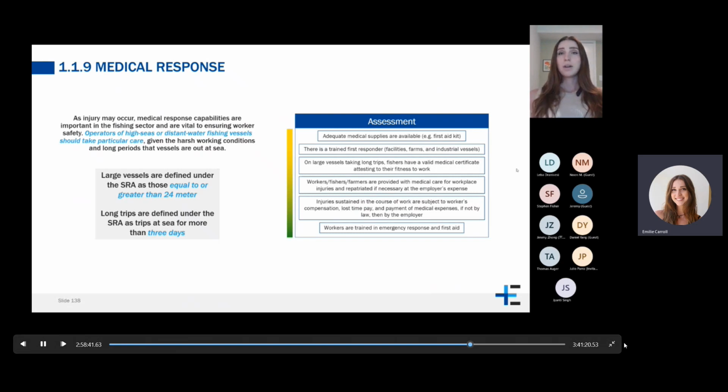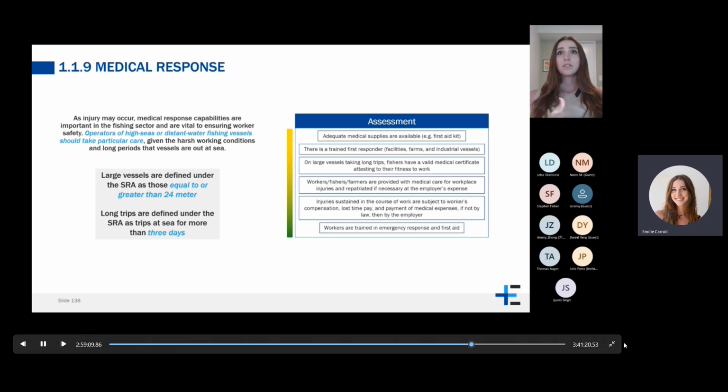So yeah, we're looking for, again, adequate, and then making sure there's a trained first responder. So this is someone who is explicitly trained in first aid, and again, should be commensurate of the vessel and the realities of the kinds of accidents they'll have to respond to. Also, for those vessels that are going for longer trips, having a medical certificate, this is really common practice, and in a lot of cases is the law. So just making sure that the workers have a valid medical certificate attesting to their fitness to work.